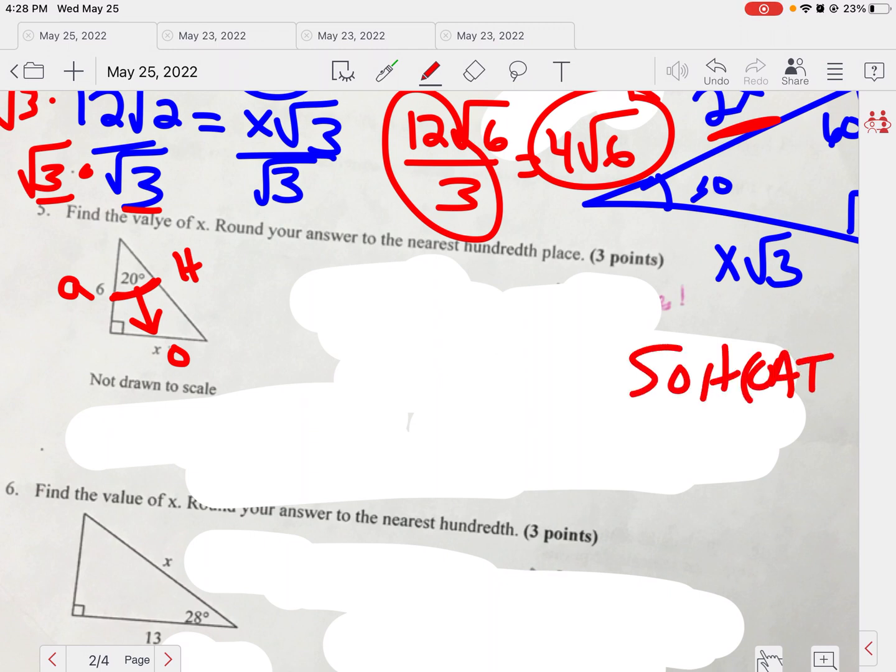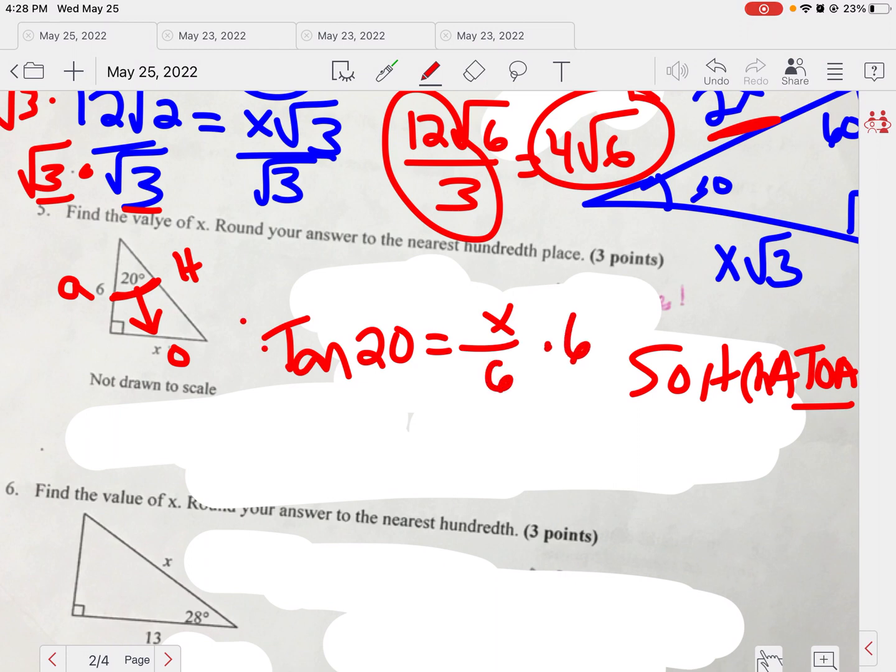Sohcahtoa. Sorry, that's an H there. Toa. So I have O and A, so that means I have tan. So I have tan of the angle. I know the angle is 20. Equals opposite, which was my x, over my 6. And I'm going to multiply both sides by 6. You can just type that into a calculator. 6 times the tan of 20. Let me bring up my calculator. So 6 tan of 20, parenthesis, enter, is 2.18, which rounds to the nearest hundredth, yeah, 2.18.